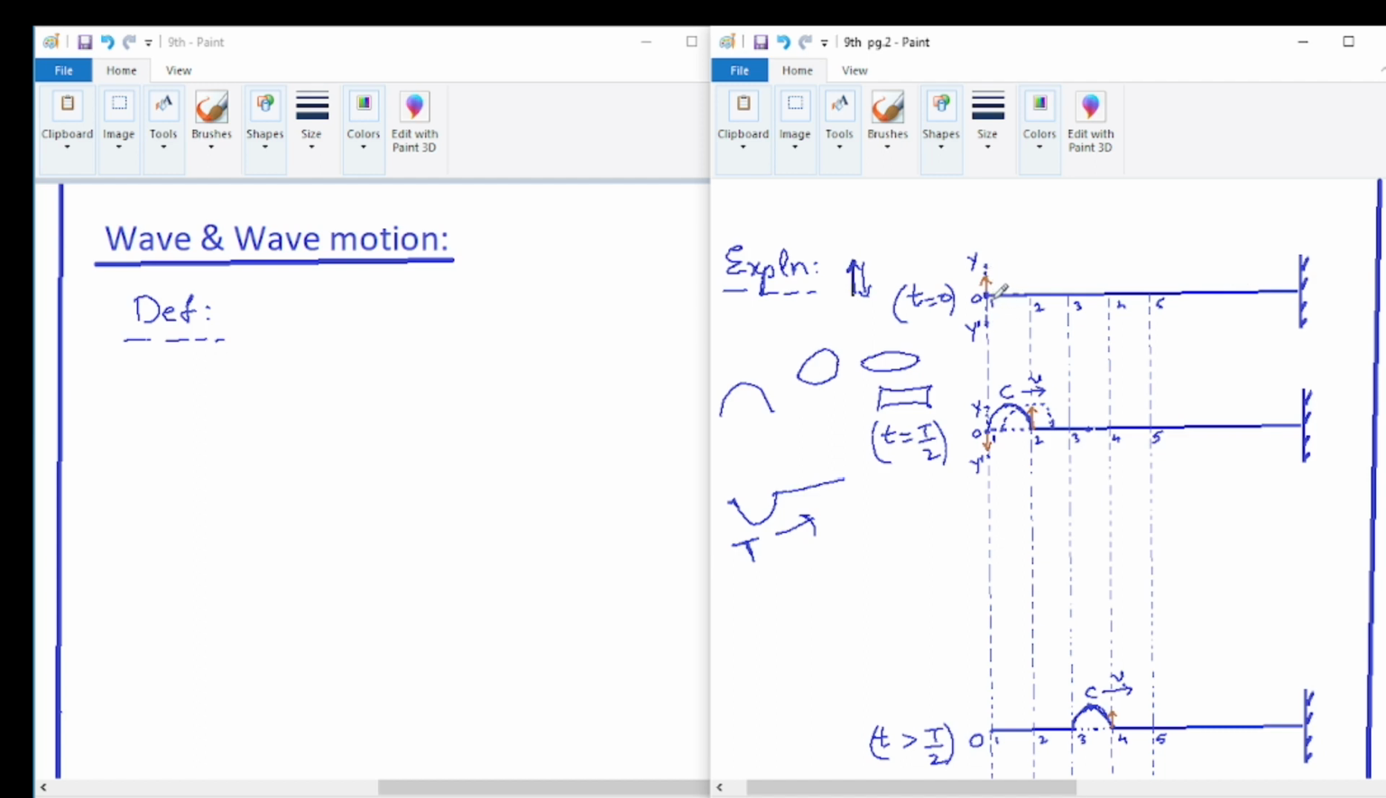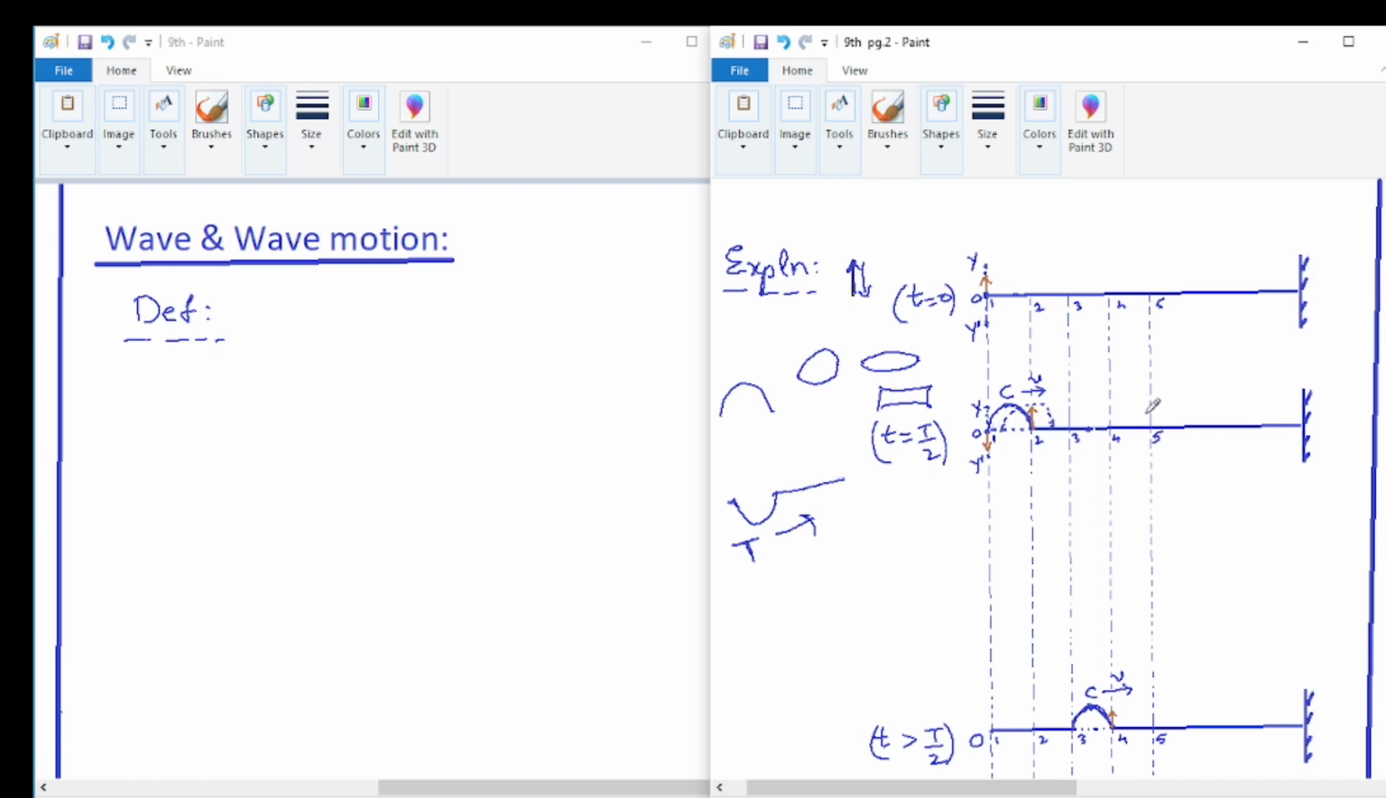The particles are never moving along with the wave. They are just vibrating about their own positions, but still making the wave propagate. So this special motion happens only in case of waves. It happens only in case of waves.